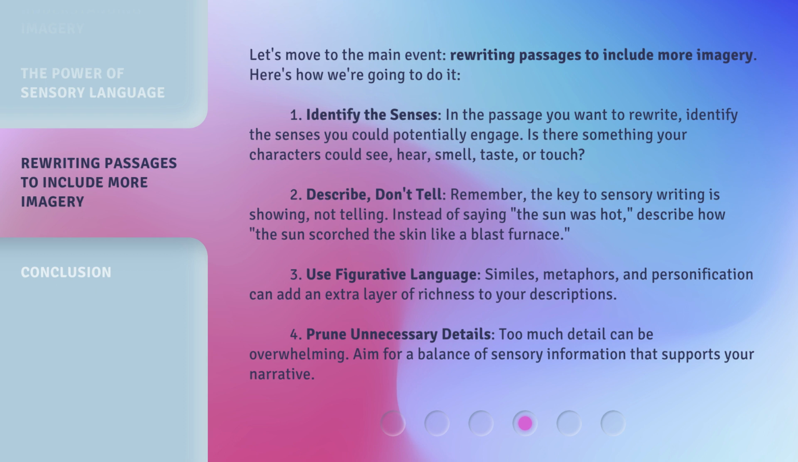2. Describe, don't tell. Remember, the key to sensory writing is showing, not telling. Instead of saying, "The sun was hot," describe how the sun scorched the skin like a blast furnace.